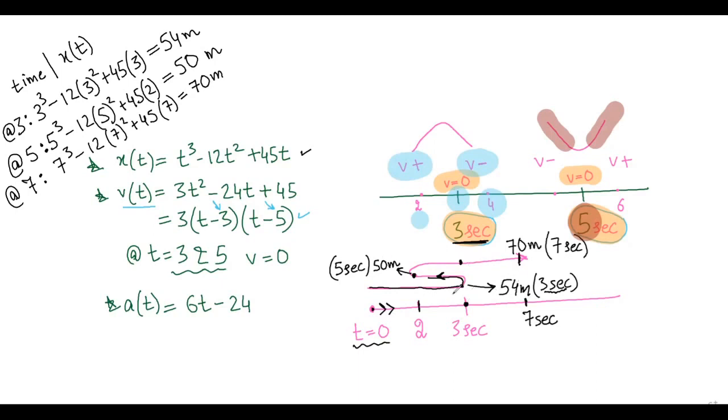How did I find this? I used t equal to 3 seconds in this function x of t, and I found the value of my displacement at t equal to 3 seconds to be 54 meters. Are we clear? So till 3 seconds, my particle had come to the 54 meter mark.